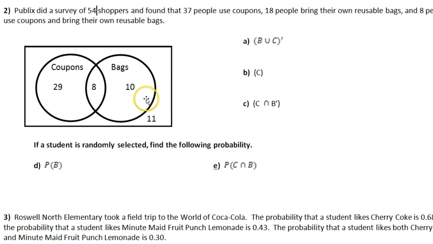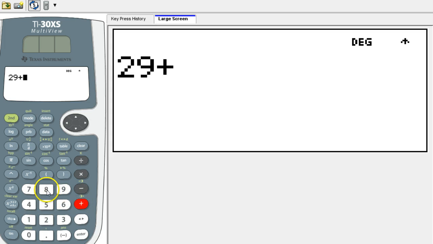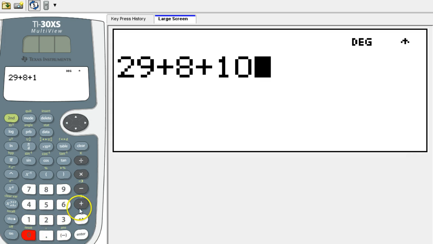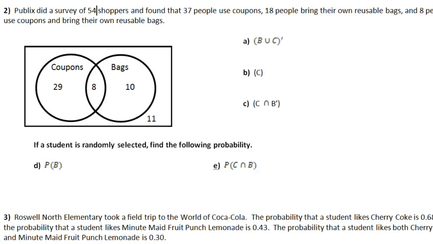The reason why we knew it was an error is because these four numbers represent all of the shoppers in the survey. So these four numbers should add up to this total number. So let's just double check it to reinforce. So 29 plus 8 plus 10 plus 11. Okay, that is 58. Okay, so I'm glad I checked that, so it's not 54, it's 58.